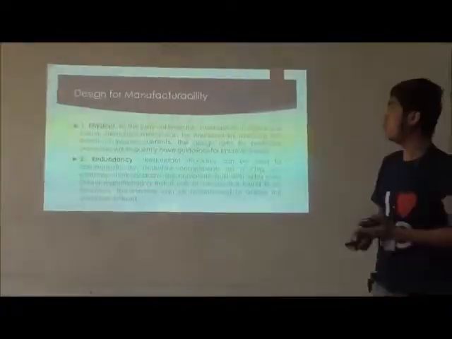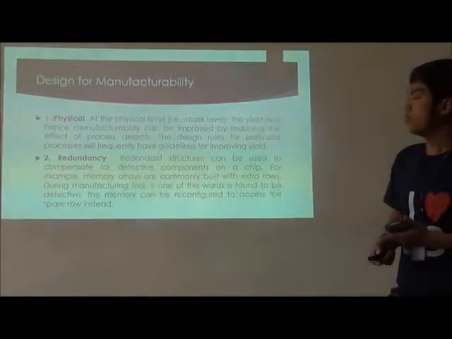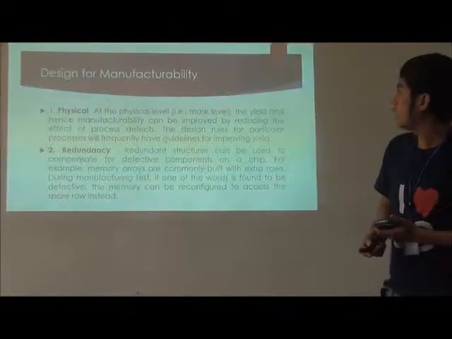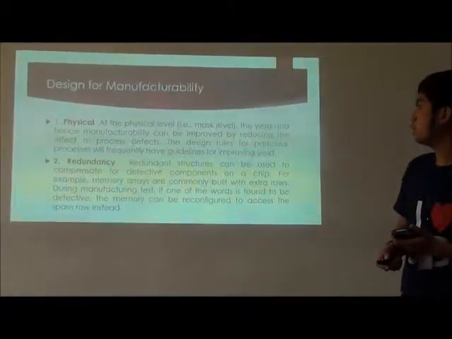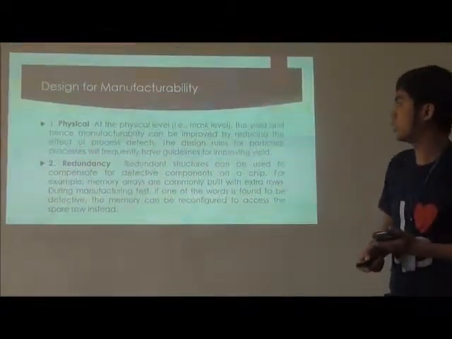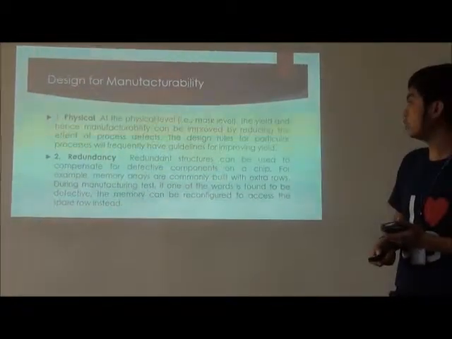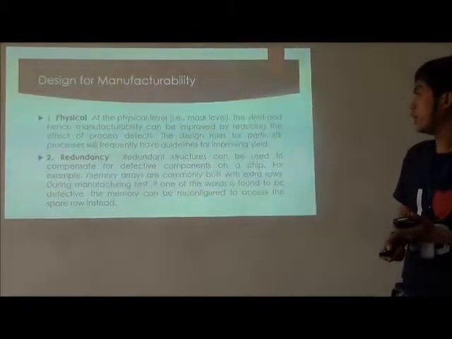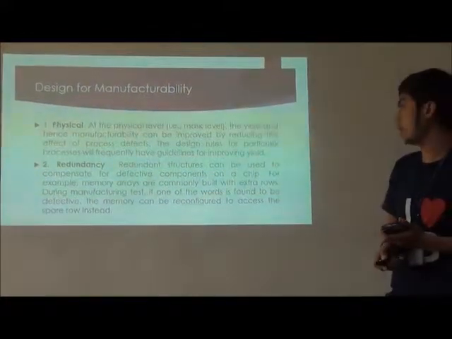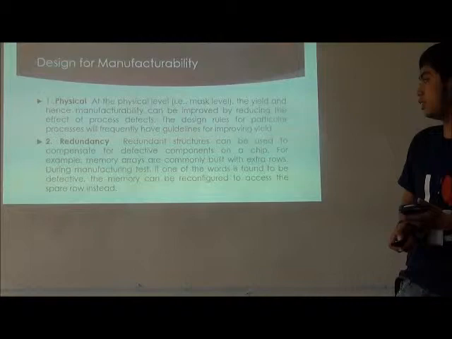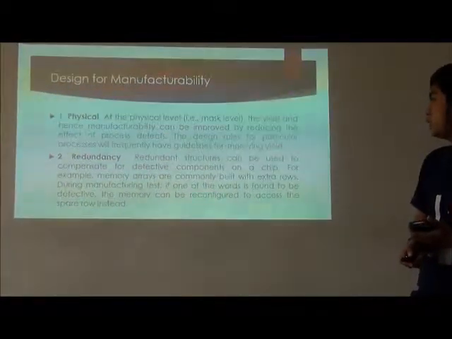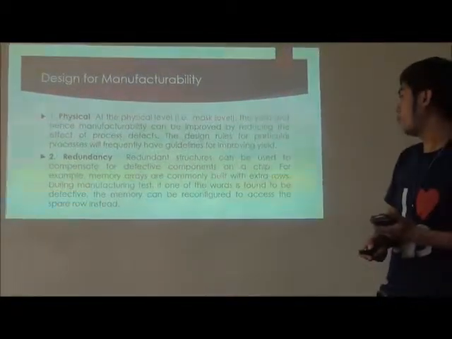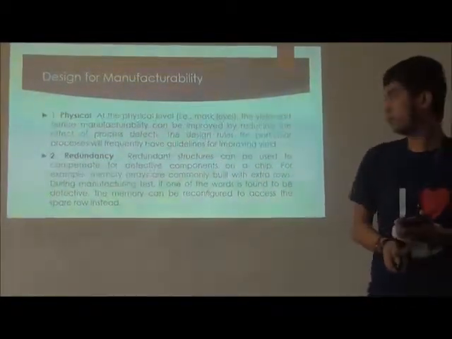Design for manufacturability. Number 1, physical. At the physical level, yield-enhanced manufacture can be improved by reducing the effects of process defects. Second, redundancy. Redundant structures can be used to compensate for defective components on the chip. For example, memory arrays are commonly built with extra rows. During the manufacturing test, if one of the words is found to be defective, the memory can be reconfigured to access the spare row instead.